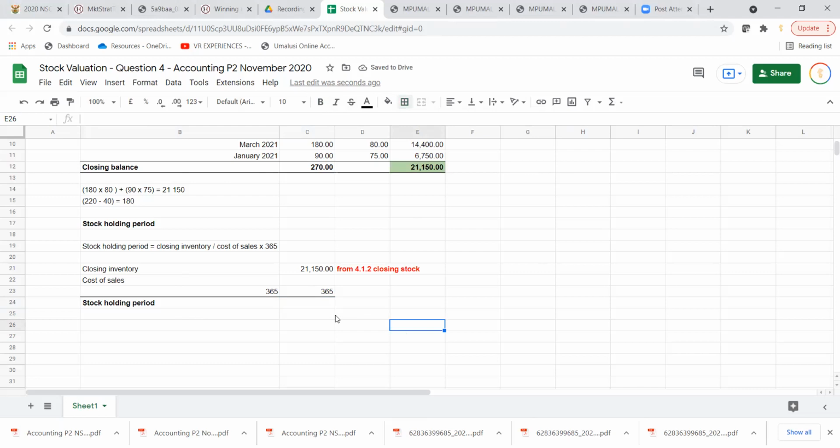What we're going to need is cost of sales. So let's work out cost of sales. Remember, what you must know, cost of sales, you work out as follows. I'm going to say calculations. How do we work out cost of sales? That's the important aspect.